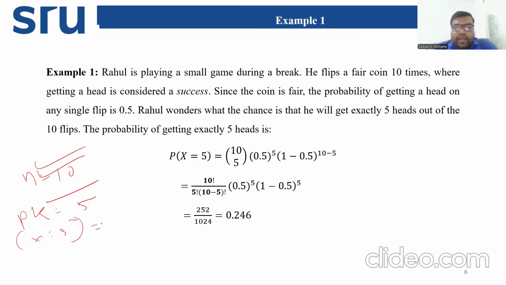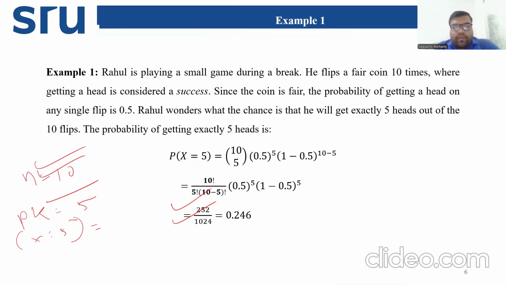At that point, we will calculate 10 factorial divided by 5 factorial times (10 minus 5) factorial. That is the combination, we are applying 10C5. The formula we are applying is P(X = k) = nCk times p raised to the power k times (1 minus p) raised to the power n minus k. So here 10C5 means 10 factorial divided by 5 factorial times (10 minus 5) factorial.